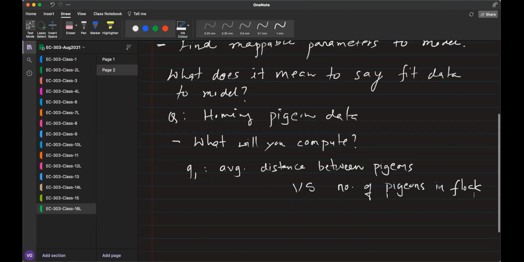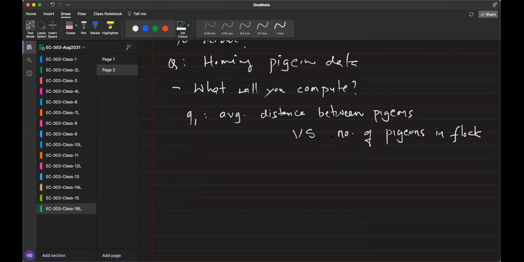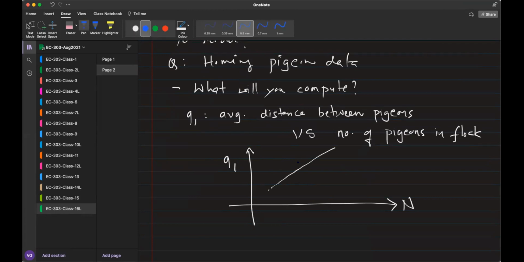Okay, so that's good, that's useful. So basically, it assumes that in the pigeon data there were many different flock sizes, right? Let's say n is the flock size, and then this is Q1, and then you plot this. Is that what you're saying? Okay, and then you get some pattern. It could be a decreasing pattern, or increasing, or increasing and decreasing, or non-monotonic. Four patterns you can think of.